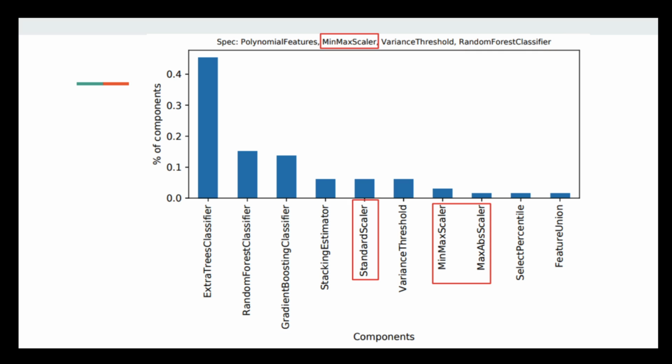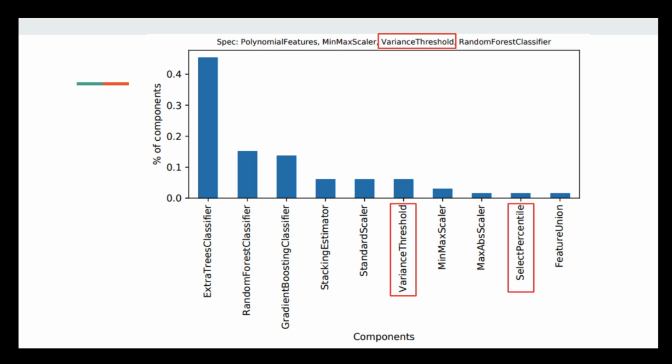Next, the user provided a min-max scaler in their specification, and we see that the distribution of pipelines contains min-max scaler indeed, but also two other types of scaling, max absolute value scaling and standard scaling. Finally, the user provided a variance-based threshold feature selection component, which is included in the distribution of components in pipelines generated from the AMS space. But additionally, there's another feature selection component called select percentile that selects based on a percentile score for each feature.